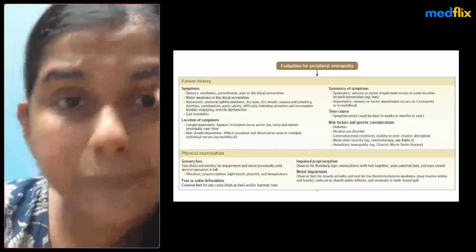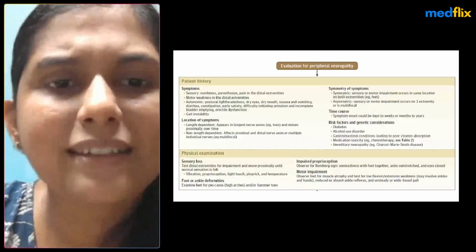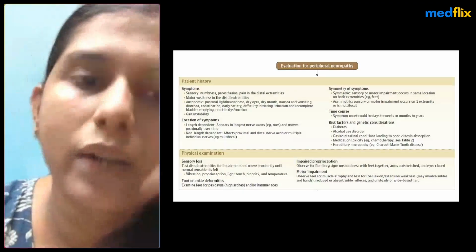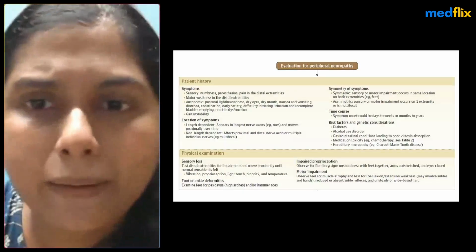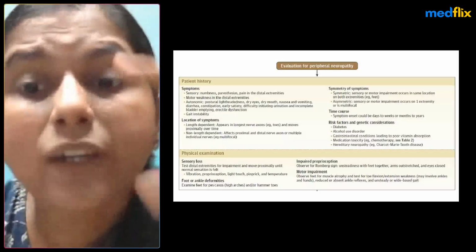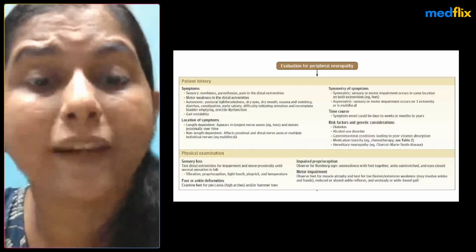into 3 parts. So on history, we take the symptoms. Is there sensory, motor, autonomic symptoms, gait instability? Then we try to locate the symptoms, length dependent, non-length dependent. We look for symmetry, we look for the time course, and we look at what are the risk factors that could have predisposed the patient to the peripheral neuropathy.